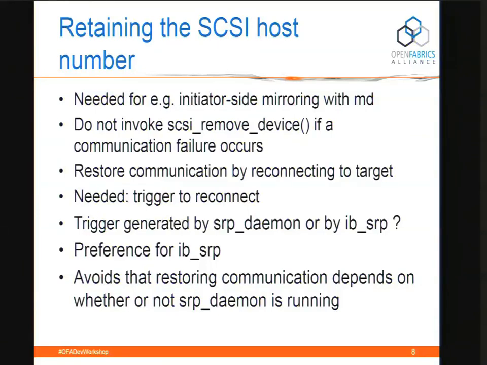One possible approach is to let the SRP daemon trigger the kernel driver to reconnect. However, that creates a dependence between the SRP initiator kernel driver and the SRP daemon process in user space. And several users are running the SRP kernel driver without the SRP daemon user space process. Hence a preference for implementing the reconnect mechanism in the kernel driver.